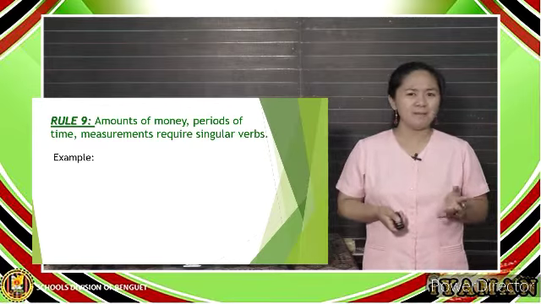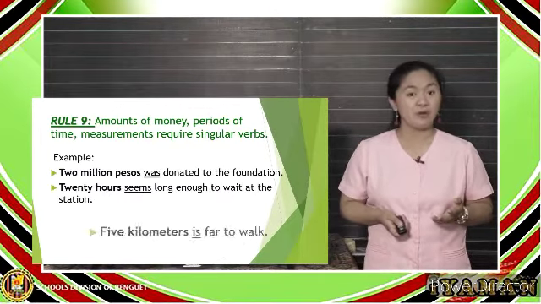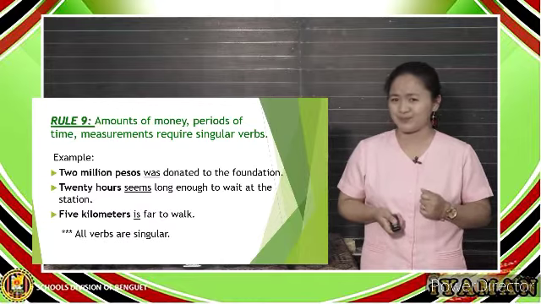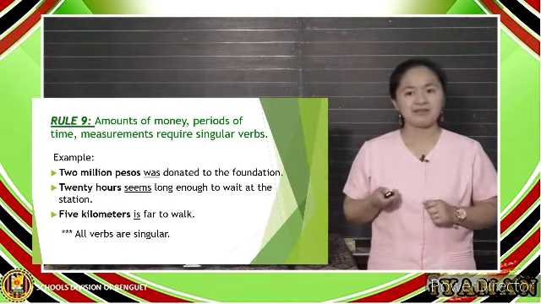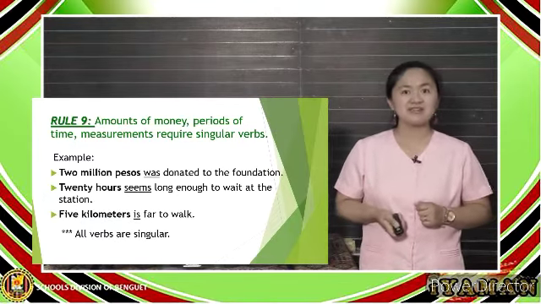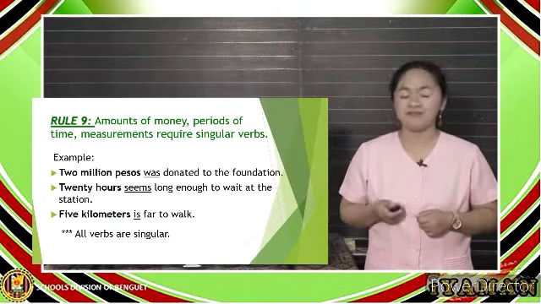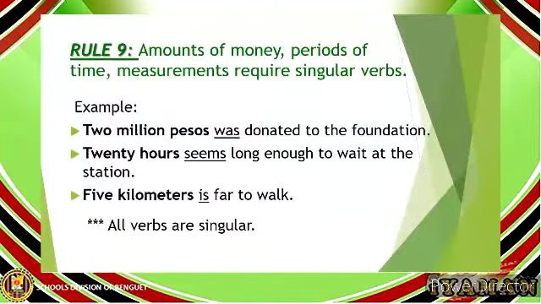The amounts of money, periods of time, measurements require singular or plural verb? You got it right. Amounts of money, periods of time, measurements require singular verbs. For example, 2 million pesos was donated to the foundation. 20 hours seems long enough to wait at the station. 5 kilometers is far to walk. All verbs are singular.